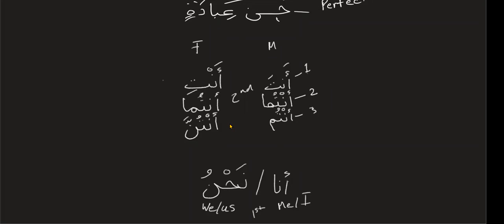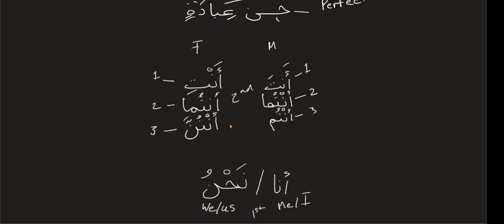And in feminine, we say anti, so we have one. Antuma, two for dual, you two. And antunna is you lot for women. So we put three for plural.